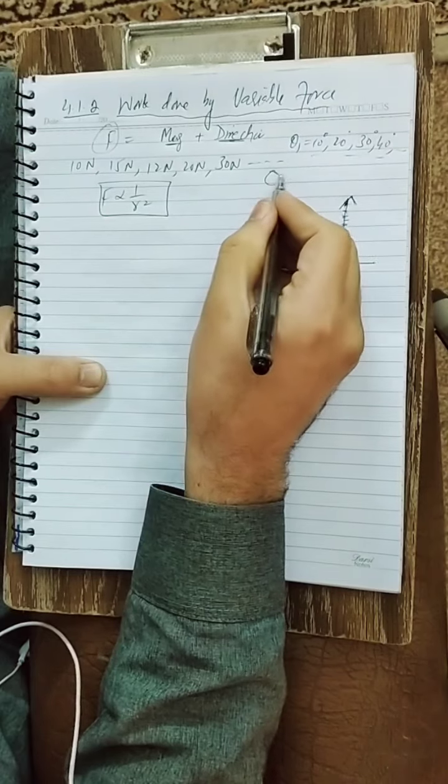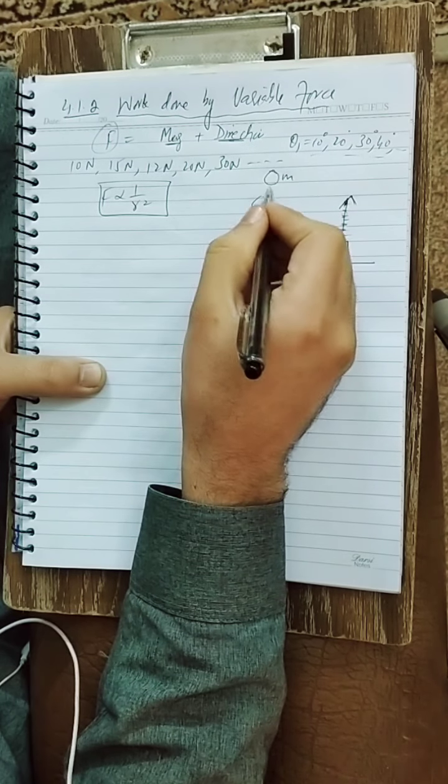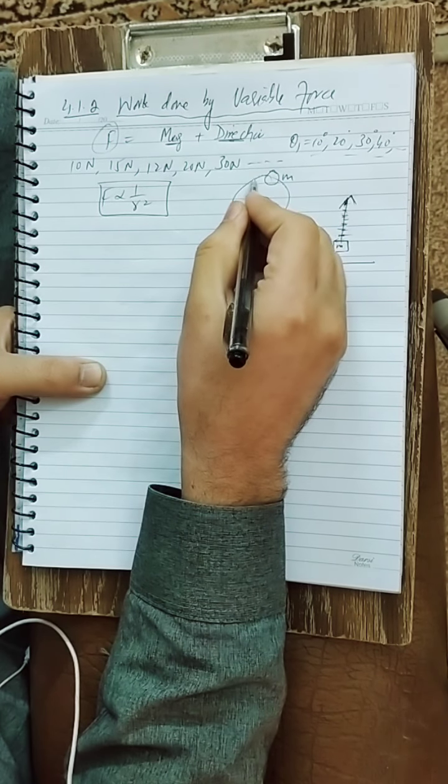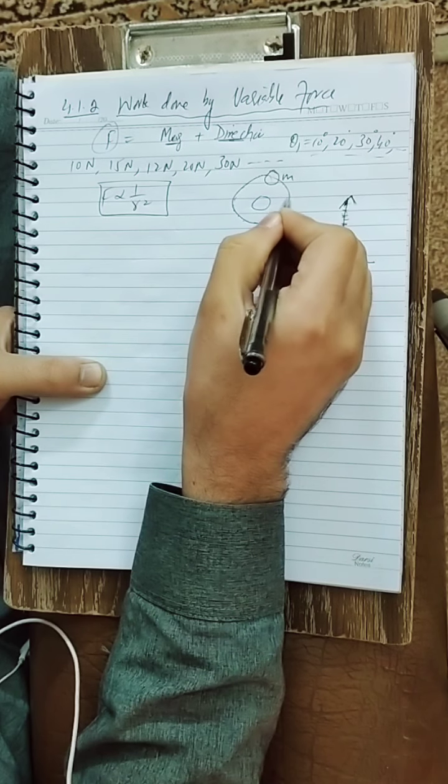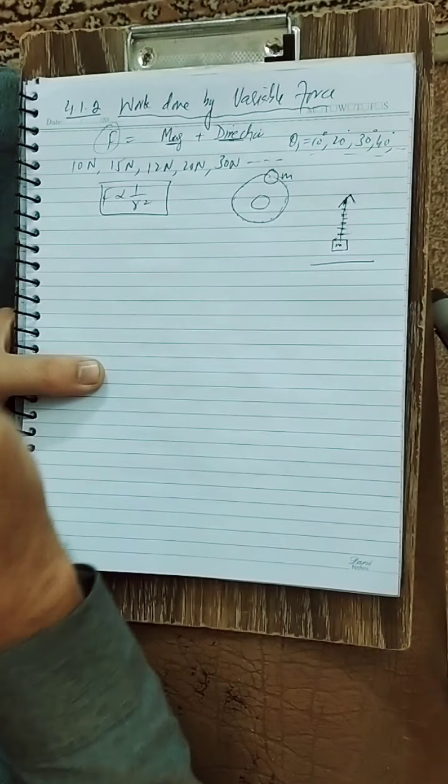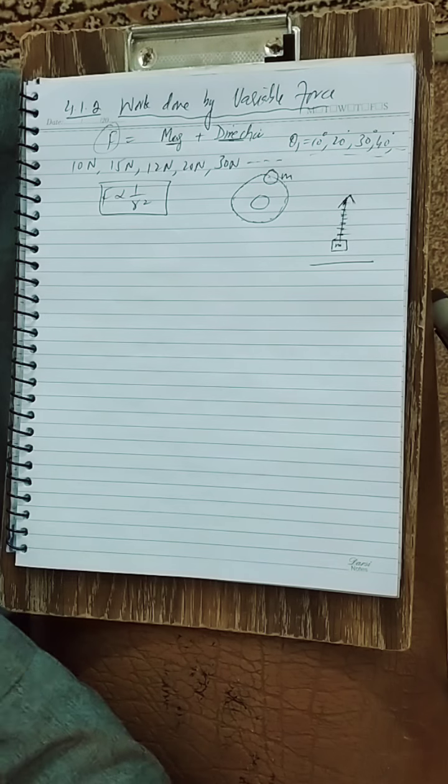If we talk about a satellite moving around the earth, at each point the direction of force is changing. At each point the direction of force is changing, so the force is changing. If the force is changing, that force is called the variable force.